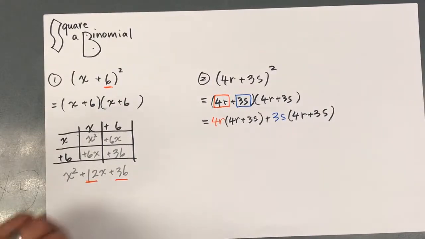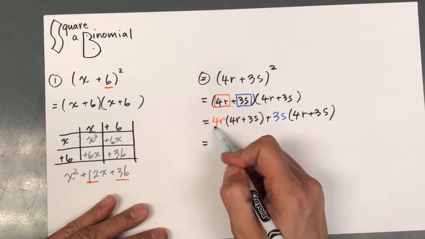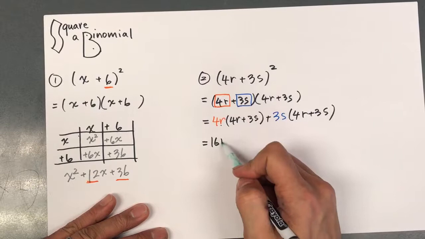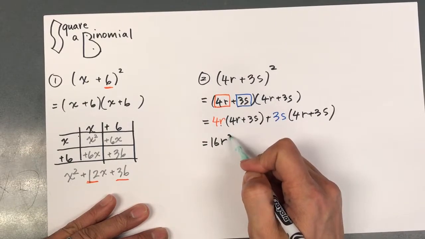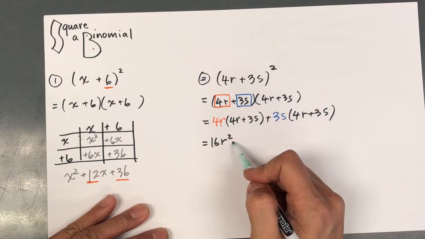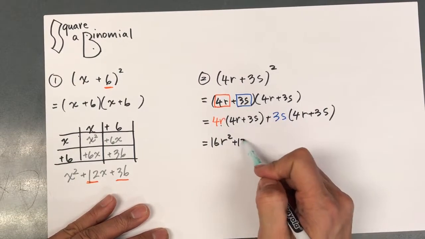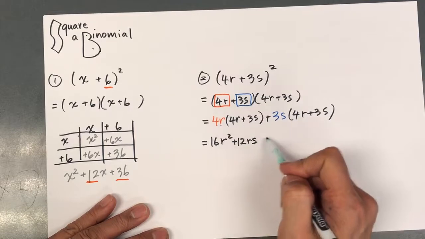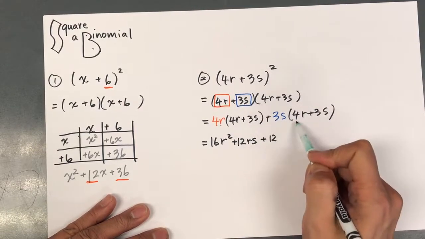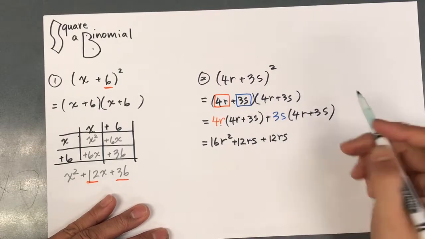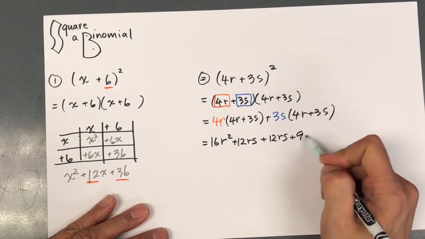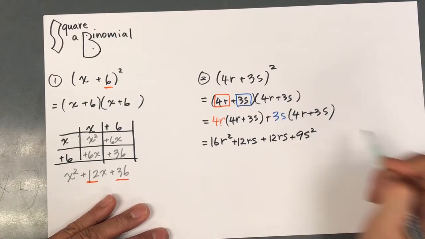So 4r times 4r is, well, 4 times 4 is 16. r times r is you're multiplying two copies of r, so it should be r squared. 4r times 3s is going to be 4 times 3 is 12. r times s is rs. Do the same thing, 3 times 4, sr or rs, same thing because of the commutative property. And then 3s times 3s is going to be 9 and two copies of s.